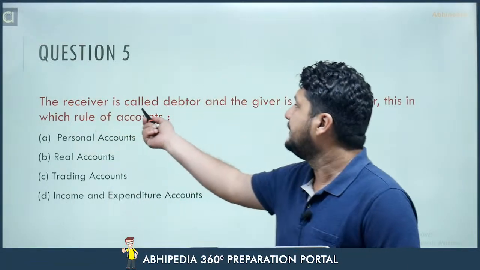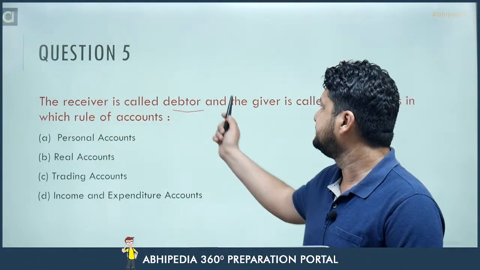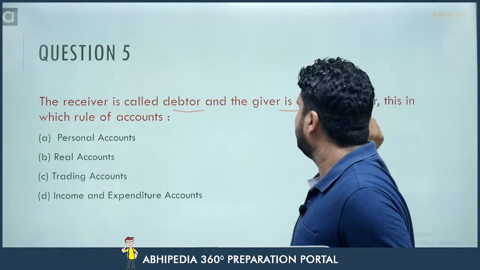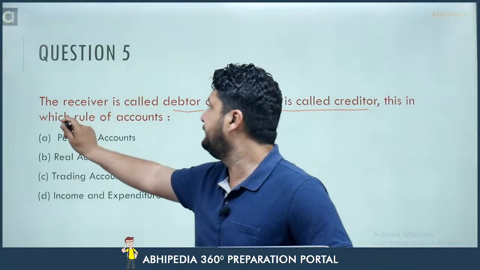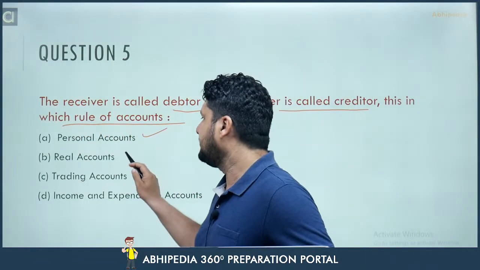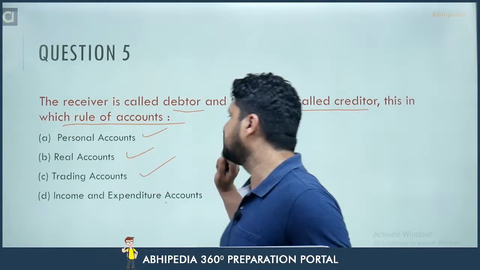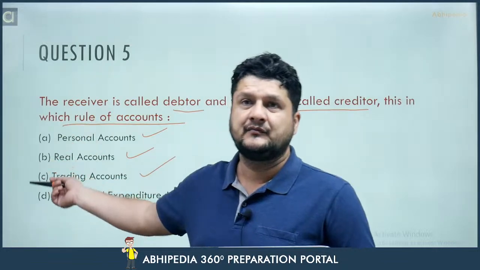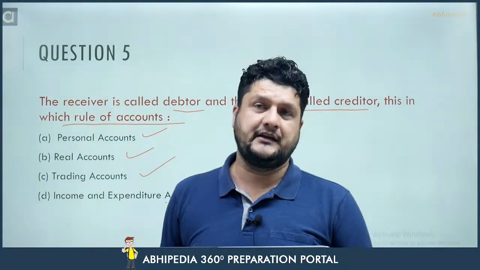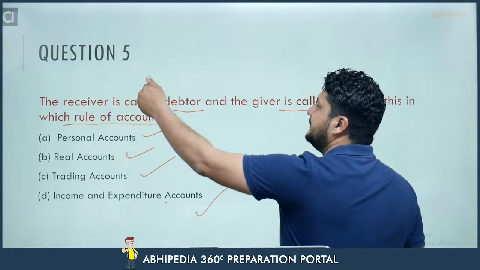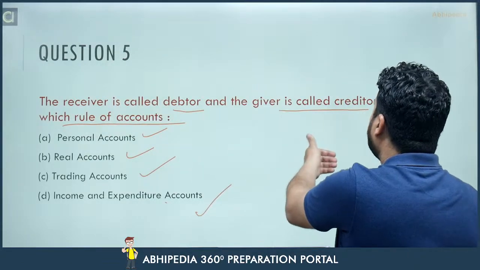The receiver is called debtor and the giver is called creditor. This is in which rule of accounts? Personal accounts rule, real accounts rule, trading accounts rules, or income and expenditure account rules? Just give it a try. According to which account rules is the receiver called debtor and the giver called creditor?